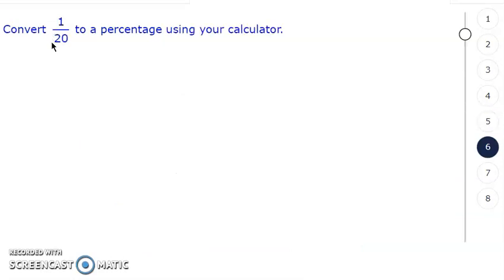Now there is another fraction, 1 by 20 to a percent. So all you have to do is the same method. Multiply the denominator by 5 and the numerator also by 5. So you get 1 times 5 by 20 times 5. That is 5 by 100. Let me see how your book explains.